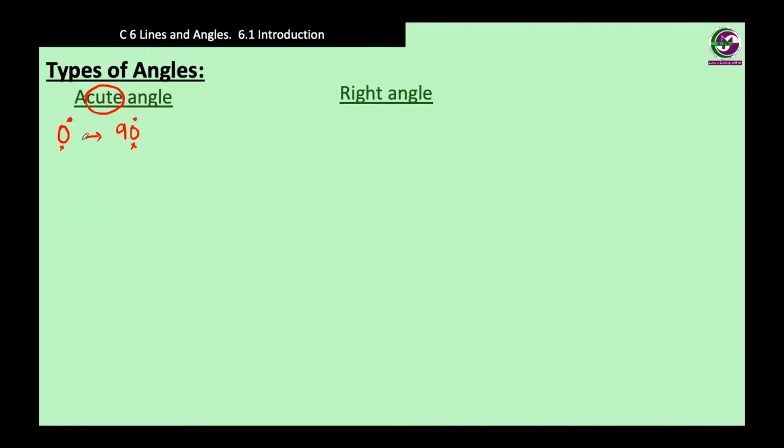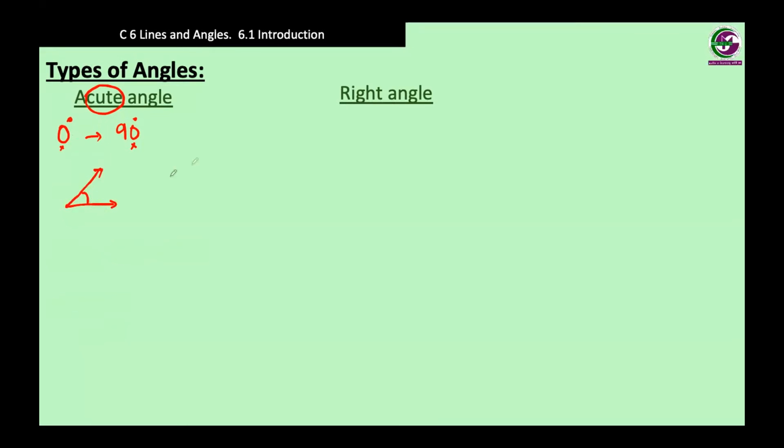If an angle is 1 degree, it is acute. 87 degrees, it's acute. 89 degrees, also it is acute. And it will look like a closed one. So this is an acute angle, and it is formed by two arms joining at a vertex.